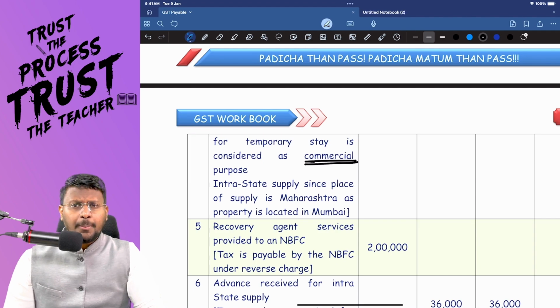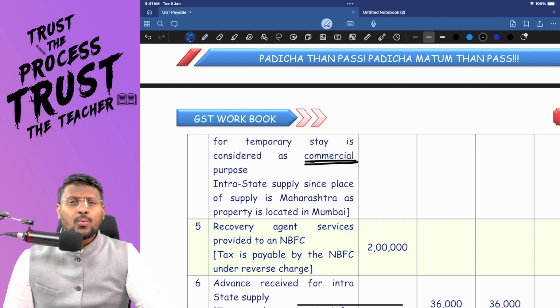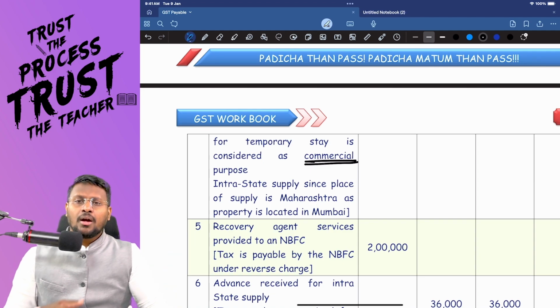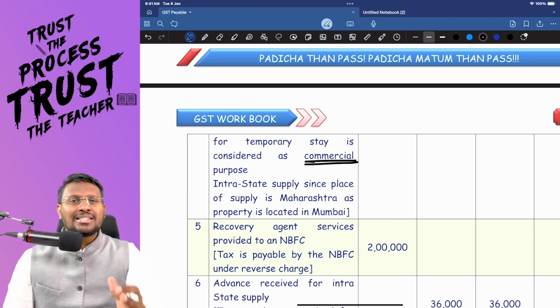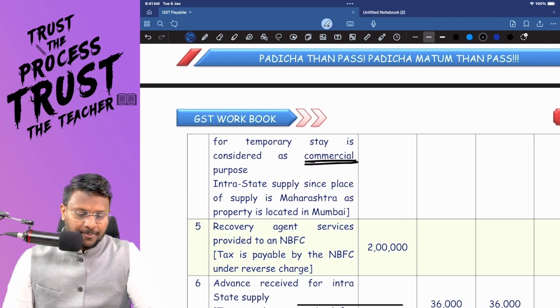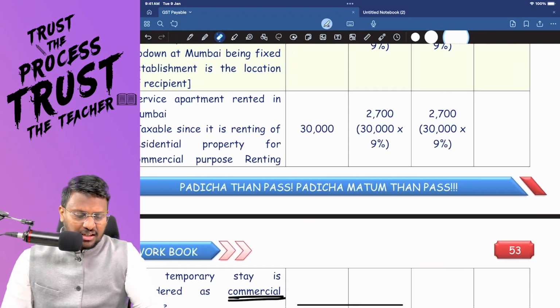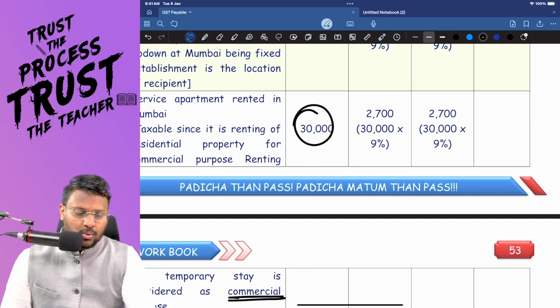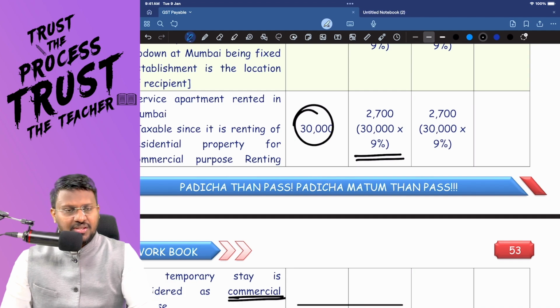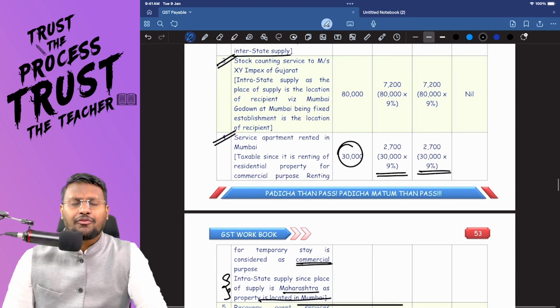You tell me where the property is situated. The property is situated in Mumbai. Where? Mumbai, Maharashtra. That means the location of the supplier and the place of supply are in the same state. It's an intra-state supply. So intra-state supply, since the place of supply is Maharashtra and the property is located in Mumbai. Comfortable, sir? So for this 30,000, sir, we are supposed to collect what? CGST at the rate of 9% and SGST at the rate of 9%.